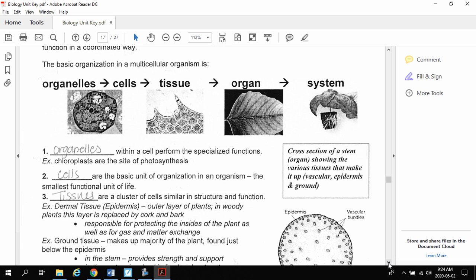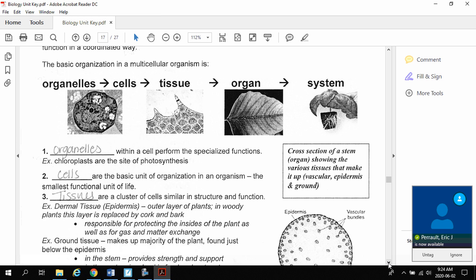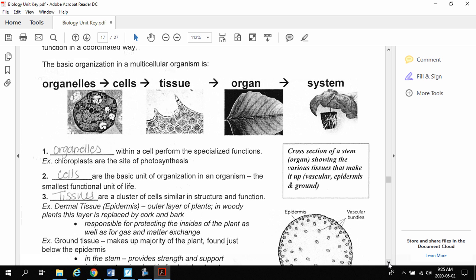So organelles within a cell perform the specialized functions. When we talked about plant cells, chloroplasts are the site of photosynthesis. So that's where glucose is being produced from carbon dioxide and water, requires energy, and produces some oxygen. So cells are the basic unit of life. It says basic unit of organization in an organism. Oh, the smallest functional unit of life. So an organelle on its own is not considered to be alive, but it works together to make a cell that's alive. So tissues are a cluster of cells similar in structure and function.